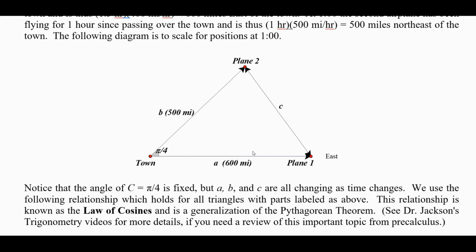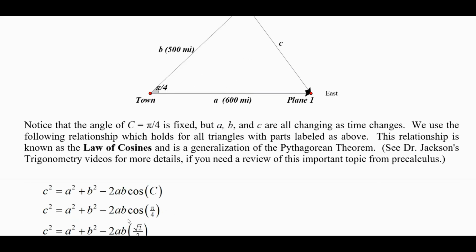Well, there's a nice little relationship among the sides of any triangle, not just right triangles, but any triangle, called the law of cosines. It's actually a generalization of the Pythagorean theorem. And you can see my videos for more details about that on trigonometry, so see how that's derived and how it's used in some problems. But let's use it here.